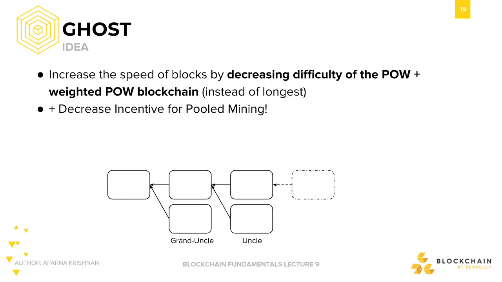So the reason we want to do that is because then we can increase the speed of blocks by decreasing the difficulty of proof of work, but we don't change the choice table because instead of choosing the longest chain, we're choosing the heaviest weighted proof of work chain. Does that make sense? Because remember how we talked about the problem with decreasing difficulty of proof of work is that now it's easier for people to create blocks, right?